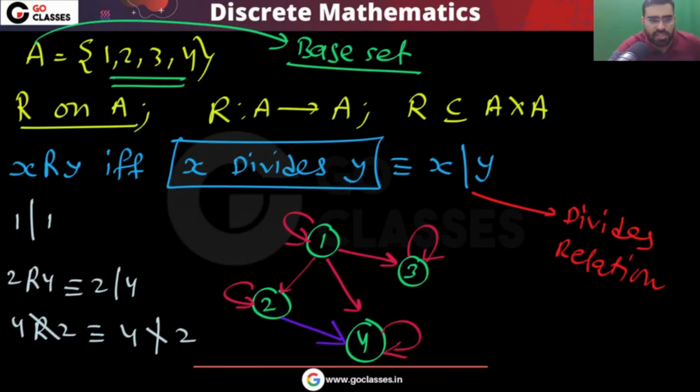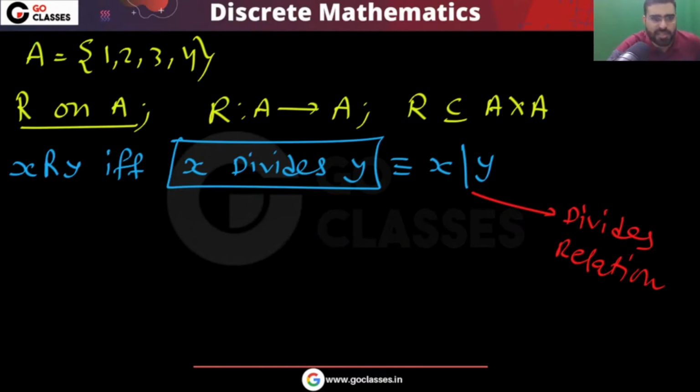You can check it. This is the graph representation, and in it you can easily see 4 is not related to 2, but 2 is related to 4. You can notice 1 is related to 3, but 3 is not related to 1. And 2 is not related to 3 and 3 is not related to 2, because 2 does not divide 3 and 3 does not divide 2.